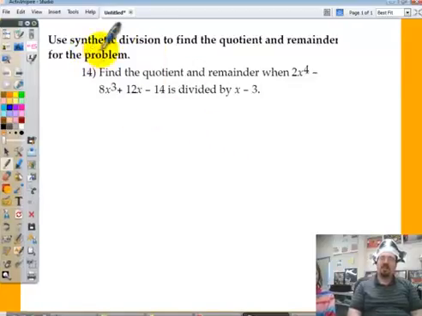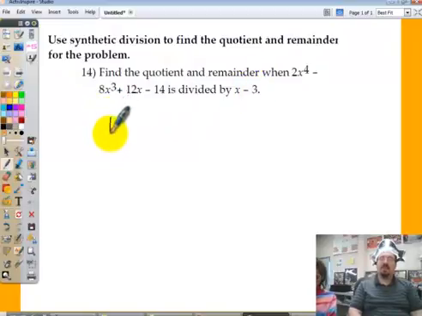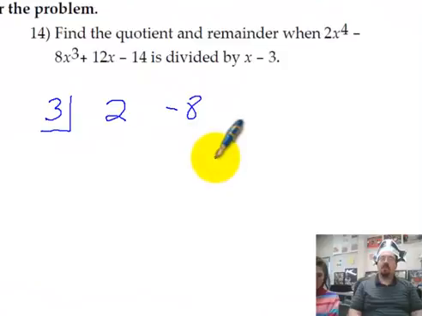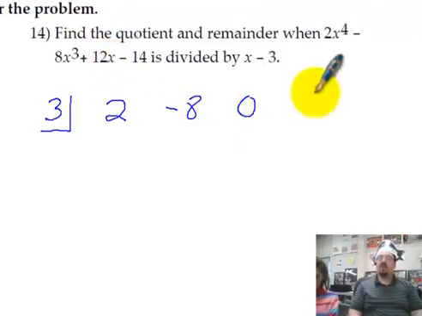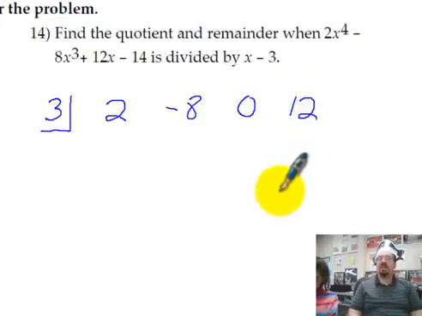So you're supposed to solve using synthetic division. So first thing I'm going to do, I've got x minus 3 there, so I'm going to draw a little box and put a positive 3. Got to reverse the sign, so I have 2x to the 4th, and then negative 8x cubed, and then 0x squared. There's no x squared, so I put a 0 there, and then 12x, and then minus 14.